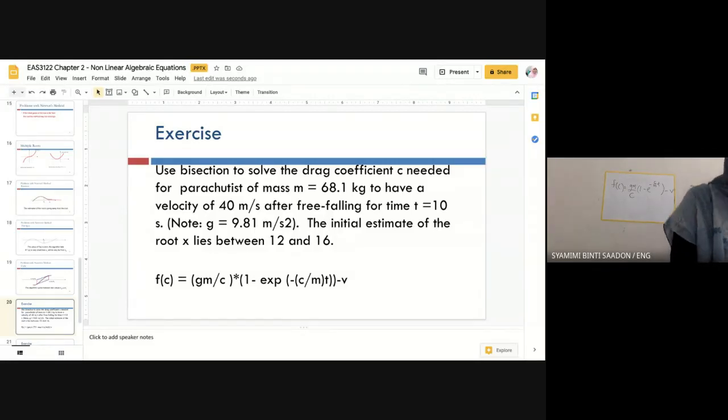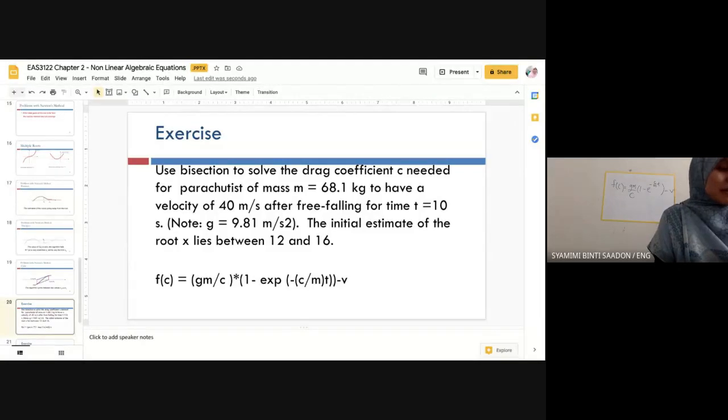Okay, minus c over m t. So g is 9.81, m is the mass 68.1, c is what we have to search, m again, t is 10 seconds, and v is 40 meters per second.